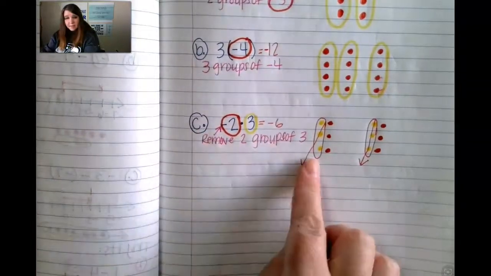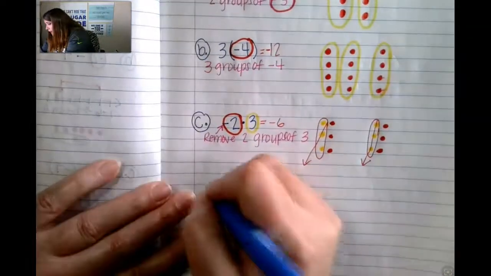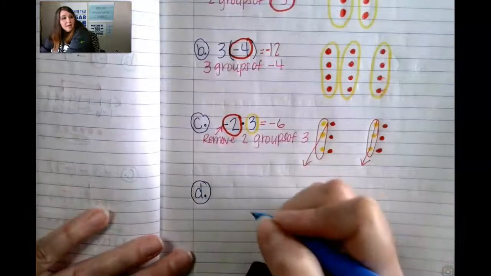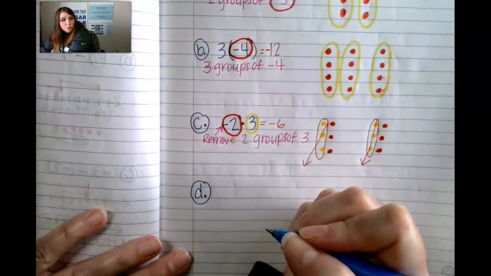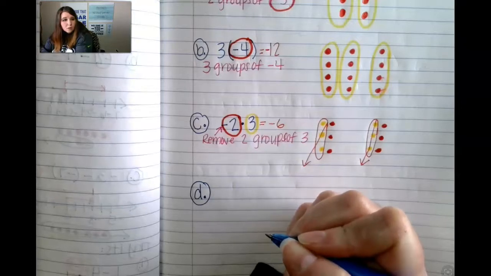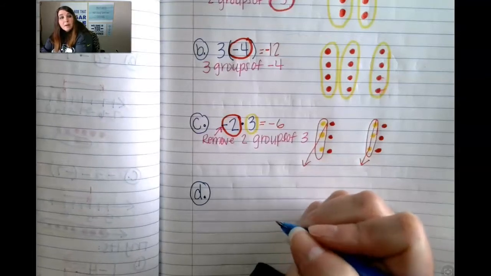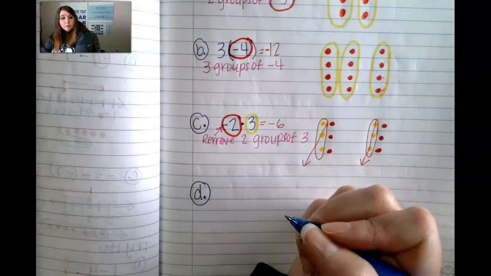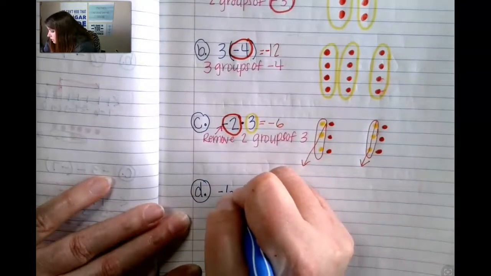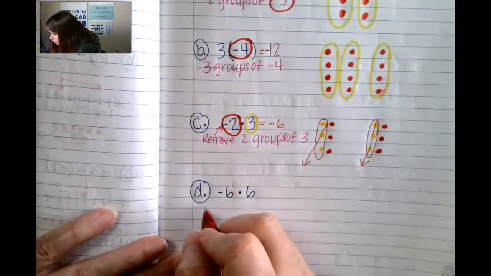Let's do another one just like this so that you feel like you have some more practice with it. This would be example D. Okay, that's a lot of chips. Okay, I'm going to do this one, but I'm going to do it with markers. Okay, so we're going to have -6 times 6.